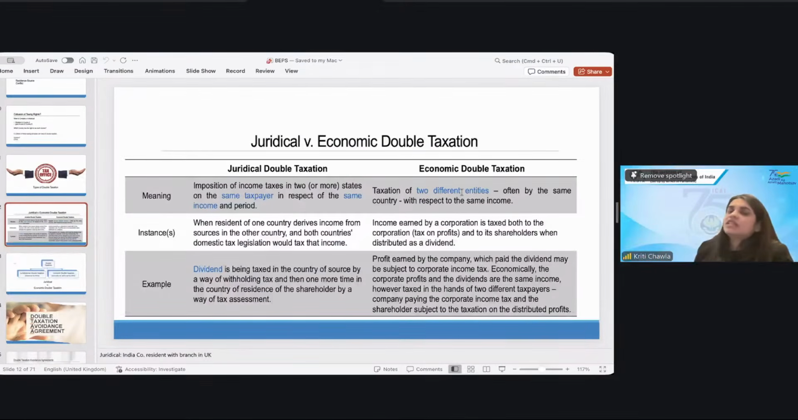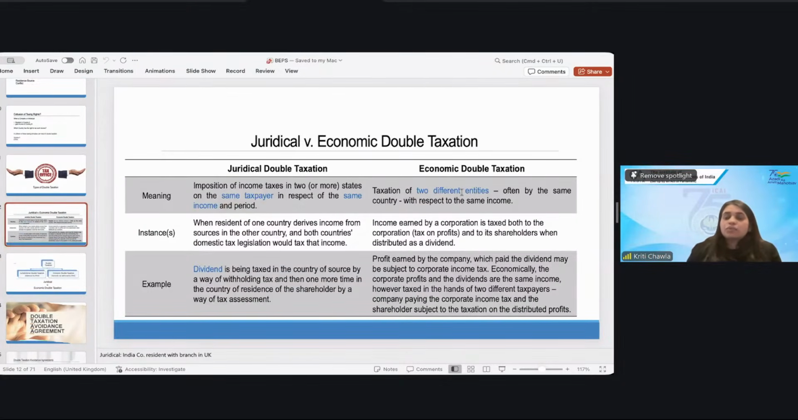This is basically called economic double taxation. So what has happened here is that there was taxation of two different entities. The first one in the form of a company and the second in the form of a shareholder. This was often by the same country because the shareholder could be resident of the same country, but this is with respect to the same income out there. So this is basically called economic double taxation. This is where income is earned by a corporation.